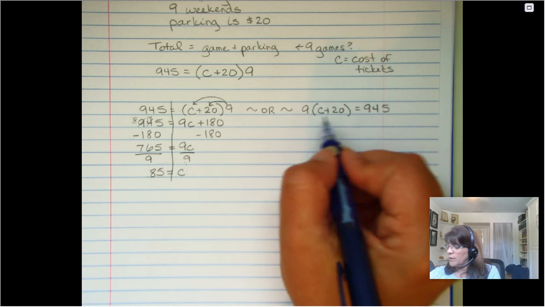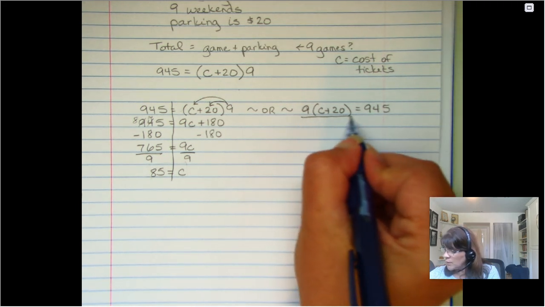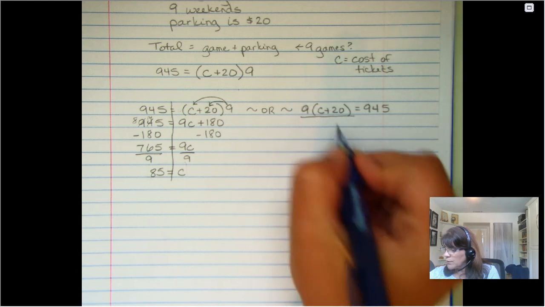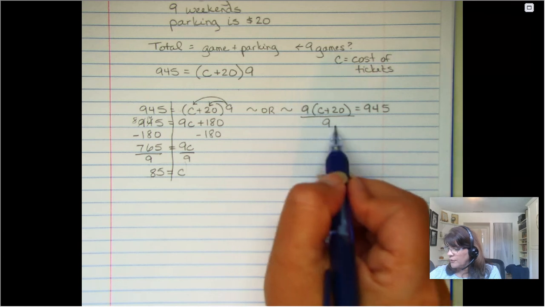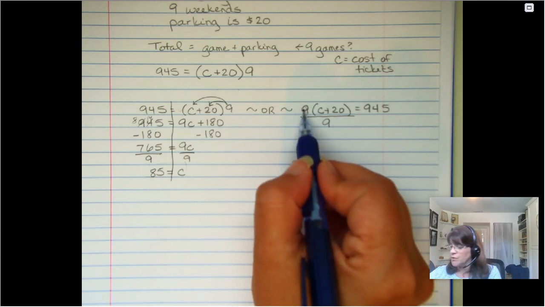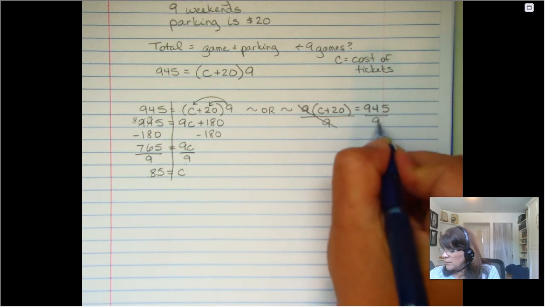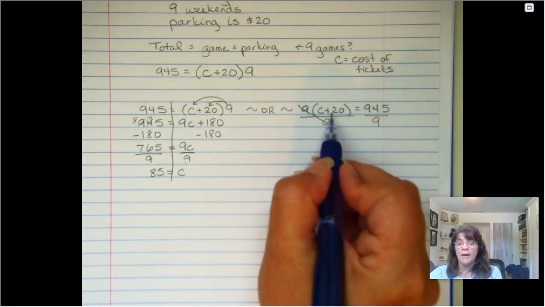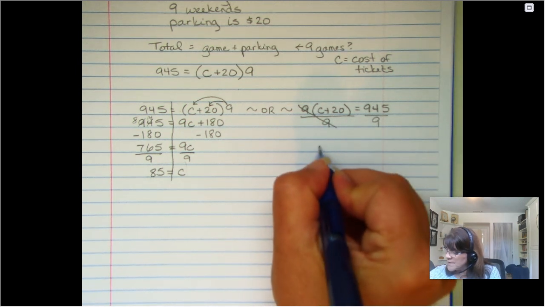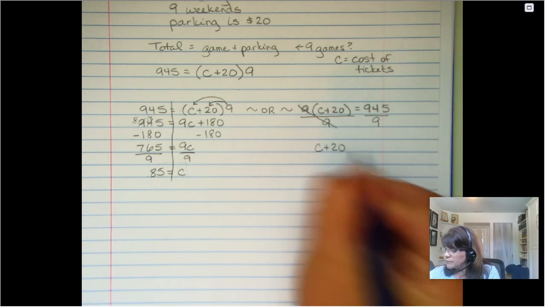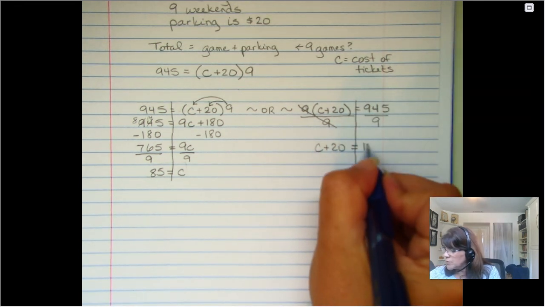Now in this scenario, since I already know I'm going to 9 games, I'm going to get rid of this number, this factor, by dividing from the very beginning. So instead of distributing the 9, I'm just going to divide both sides by 9. So now I have C plus 20 equals 105.